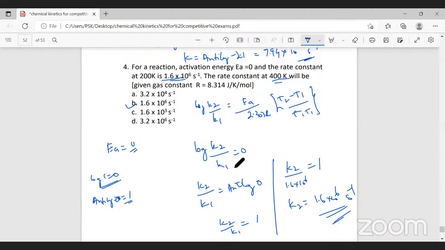Did you follow this? Okay. EA is 0. When this is 0, the whole factor becomes what? 0, irrespective of the temperature. Yes or no? Yes, sir. Yes. The next question.